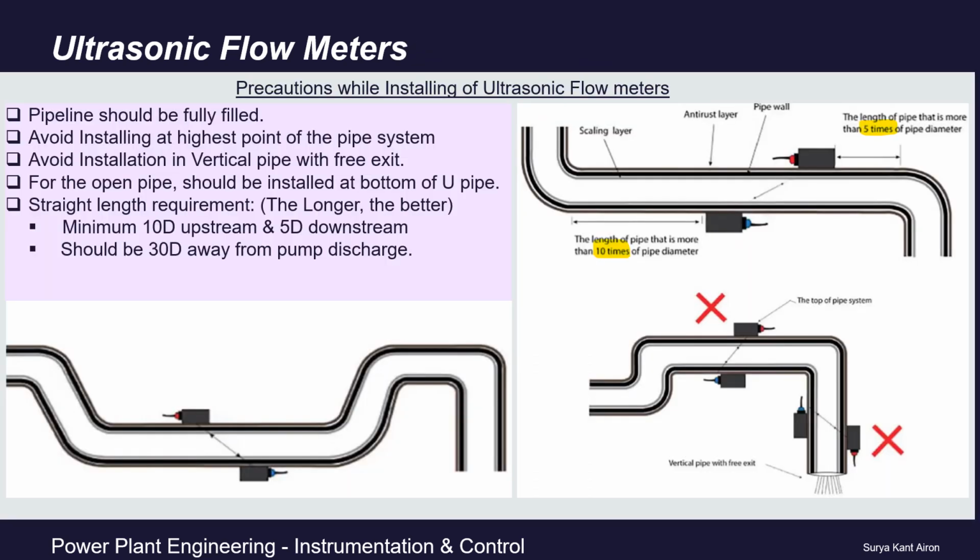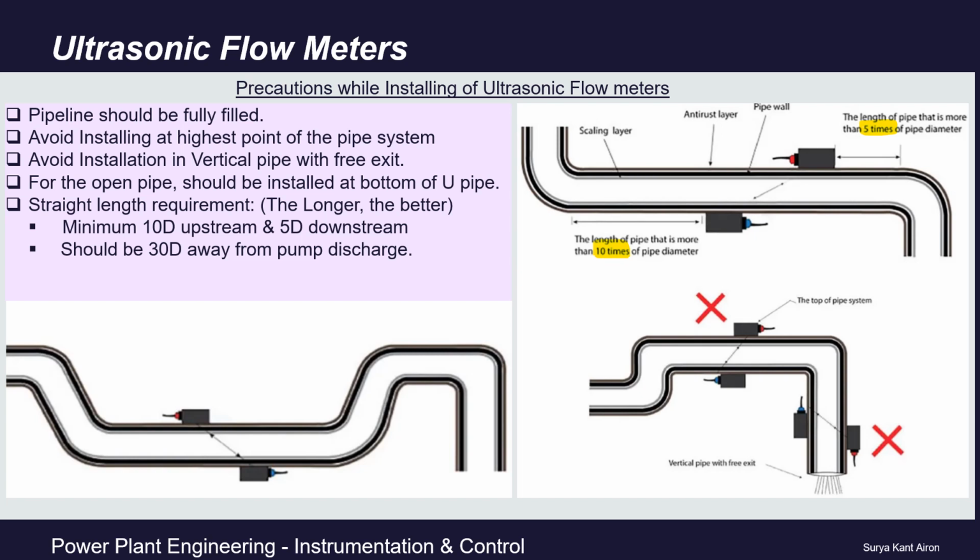Regarding the precautions while installing ultrasonic flow meters, the pipe must be full of liquid that is uniform and easy for the ultrasonic pulse to travel through. Avoid installing the transducer at the highest point of the pipe system or on a vertical pipe with free exit. For an open pipe, the transducer should be installed at the bottom of the U pipe.